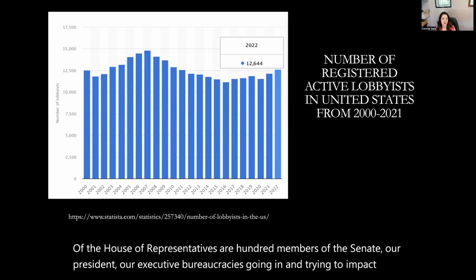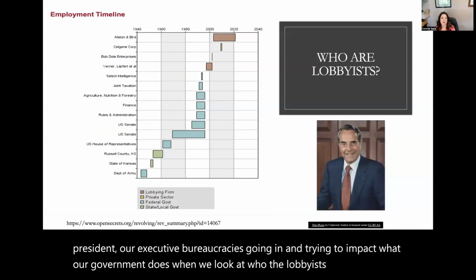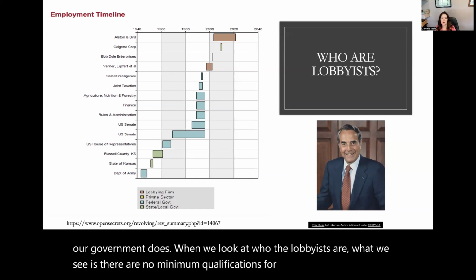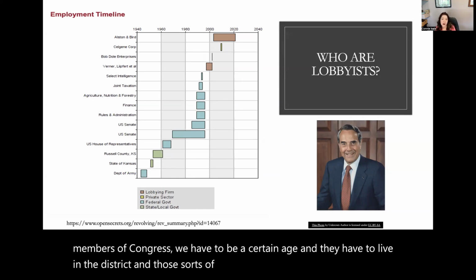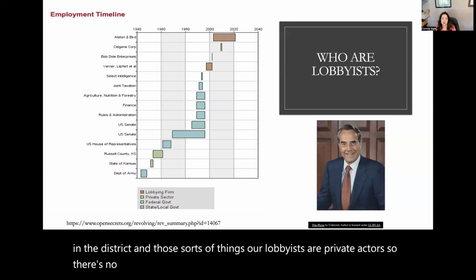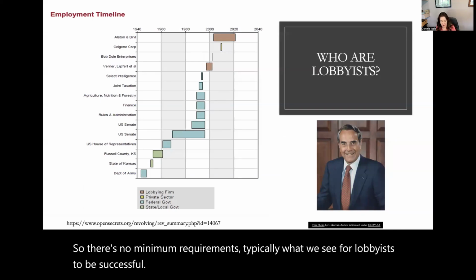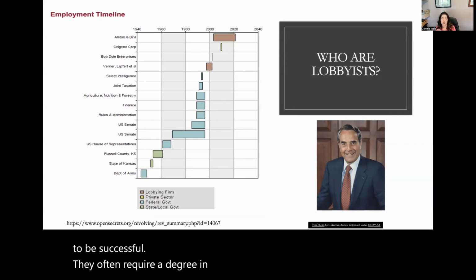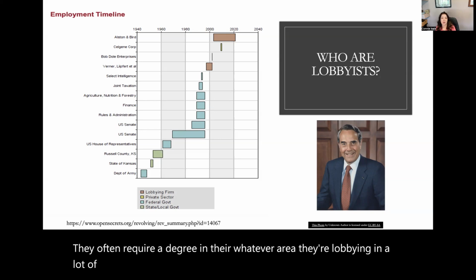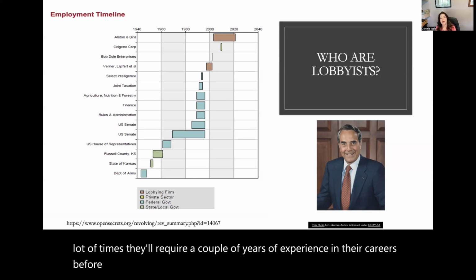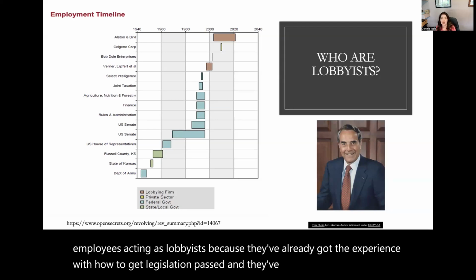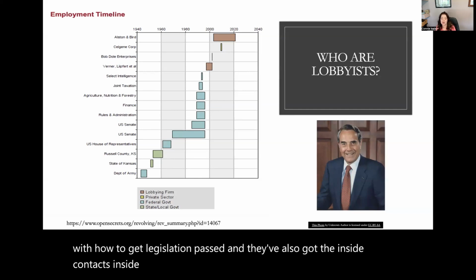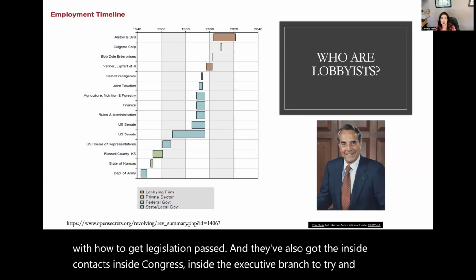When we look at who the lobbyists are, what we see is there are no minimum qualifications for a lobbyist. So unlike our members of Congress, where you have to be a certain age and live in the district and those sorts of things, our lobbyists are private actors. So there's no minimum requirements. Typically what we see for lobbyists to be successful, they often require a degree in whatever area they're lobbying in. A lot of times they'll require a couple of years of experience in their careers before they're able to lobby. We see lots of former government employees acting as lobbyists because they've already got the experience with how to get legislation passed. And they've also got the inside contacts inside Congress, inside the executive branch to try and get legislation passed and laws implemented.